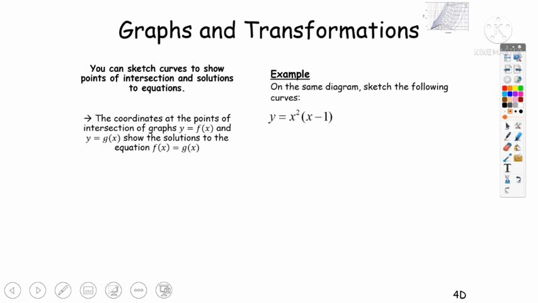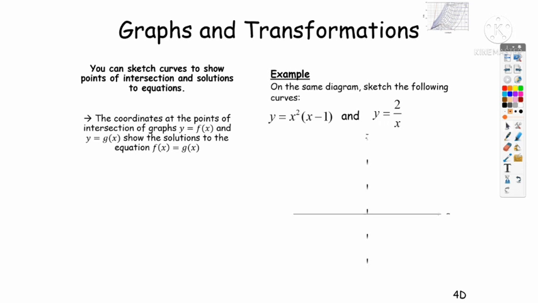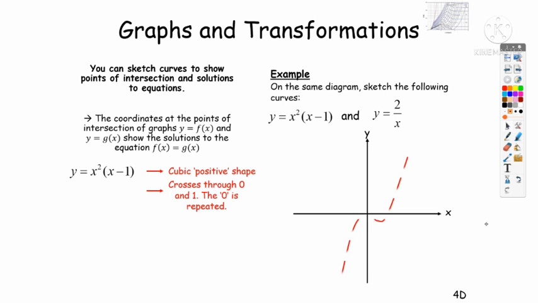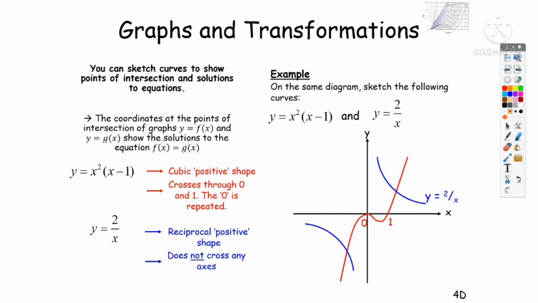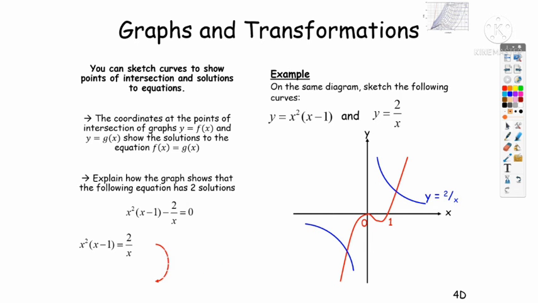On the same diagram, sketch the following curves, like so. So I've got a reciprocal now. And it's a positive reciprocal, so it doesn't cross any axes. Okay, it just tends to them, like so. So I can put the two together, and I can solve that.